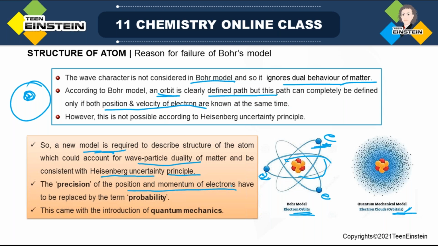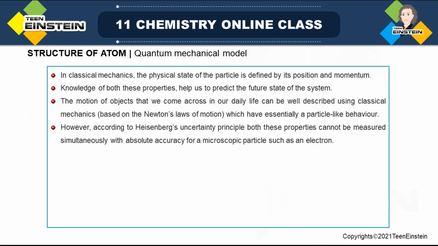Now, the precision of the position and momentum of the electron that you can expect in Bohr's model, because Bohr's model talks about a fixed, definite path, means precision is there. But now there is no precision. If you apply the Heisenberg uncertainty principle, precision is not possible, so at most you can talk about probabilities. That is why the term precision is now changed to the term probability. And this new model came with the introduction of quantum mechanics. Okay, so now we will elaborate it. Quantum mechanical model.